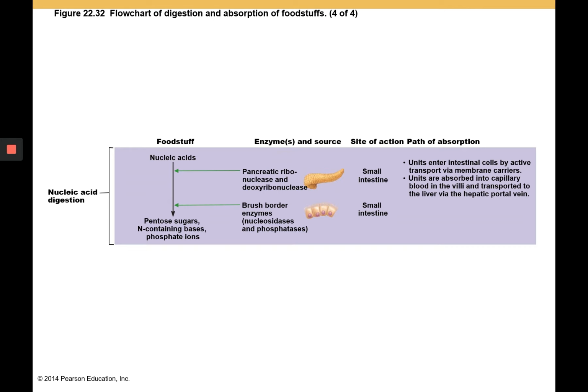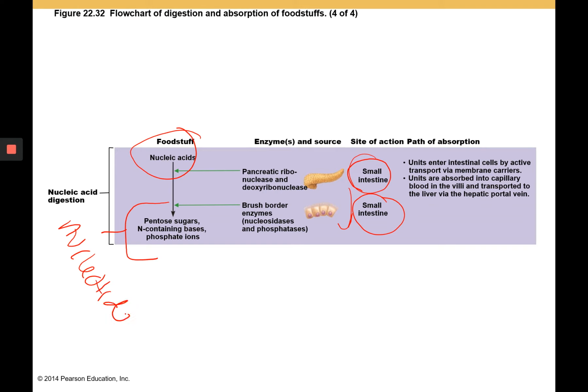So a pretty easy flow chart for the digestion of nucleic acids, and that is that it begins in the small intestine and ends in the small intestine. And we're going to break down nucleic acids into the components of nucleotides: the sugars, the nitrogen-containing bases, and the phosphate ions.